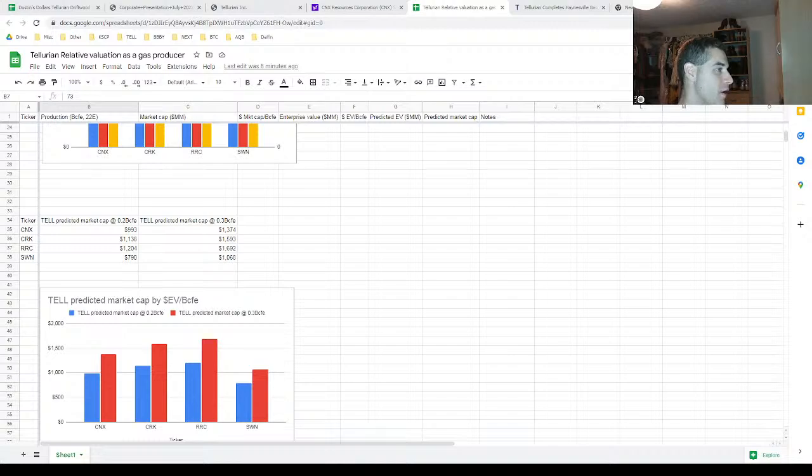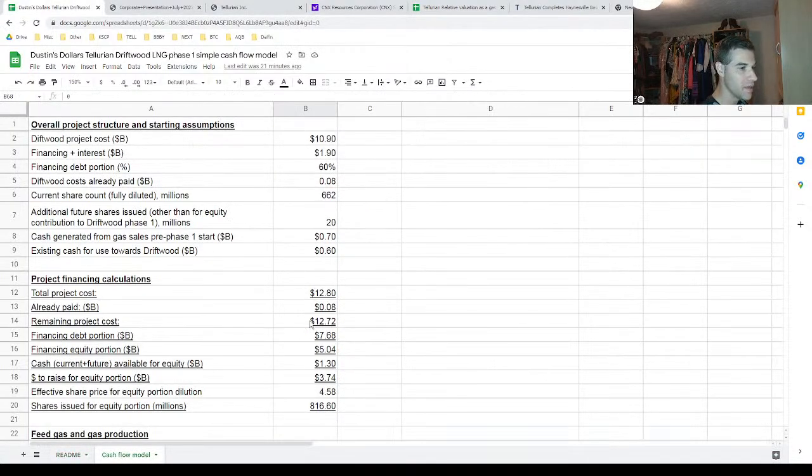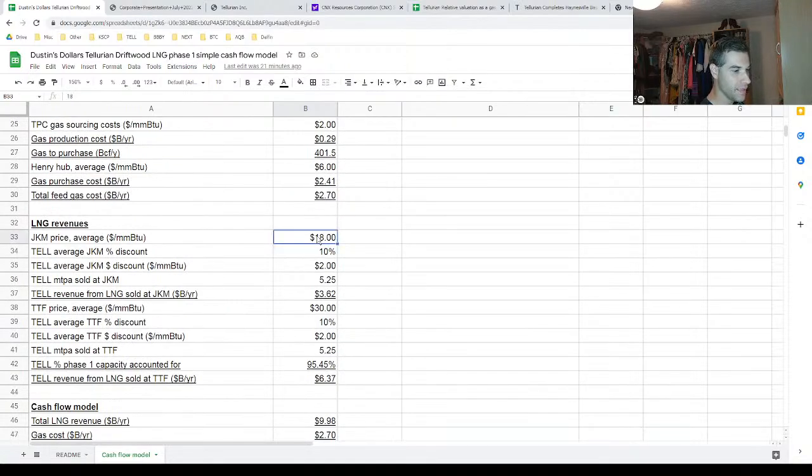That's one thing to call out, right? Again, just going back to the model, I put in numbers here, but I think some of these, I put in 20 or 18 and 30 for the JKM and TTF prices.